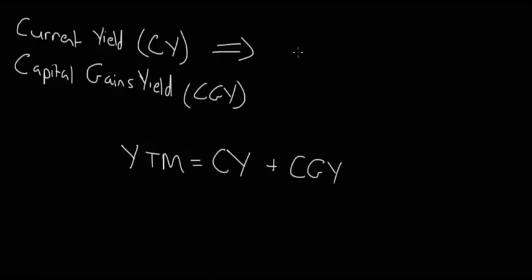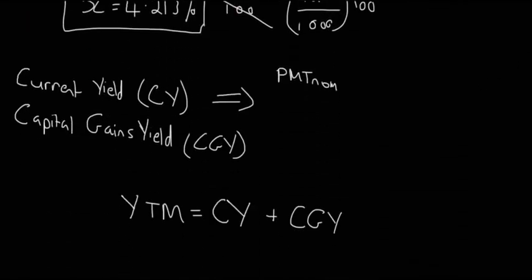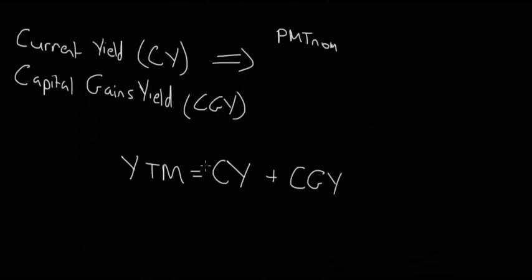Current yield is calculated by doing the PMT nom, which is why I like to have the PMT nom and the PMT per down separately, over here, because the PMT nom is relevant information for calculating the current yield, so that's why it needs to just sit there by itself, in its own little slot. Now, PMT nom divided by the present value, and that is all there is to it. The current yield is the annual interest payment on a bond divided by the bond's current price.